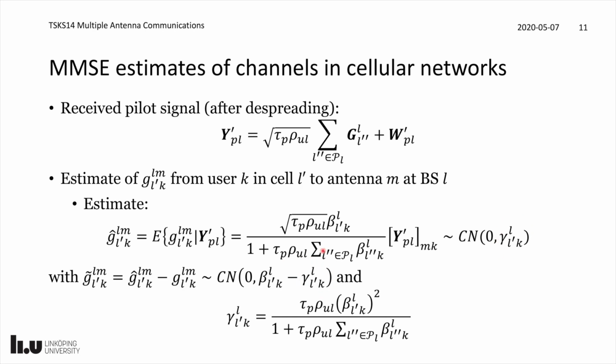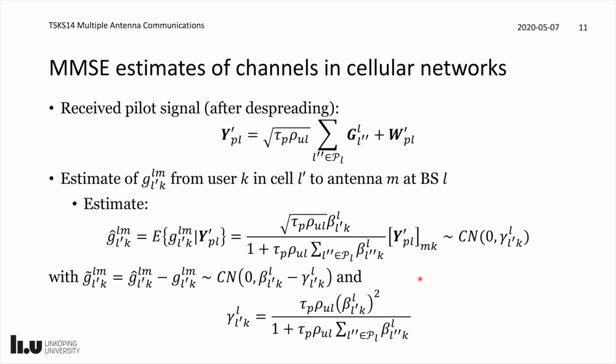So we have the same structure in our estimates here as we had in the single cell case, with the main difference that we have many more indices to keep track of when it comes to which cells we are considering, which base station we are considering, and that in the denominator we are not only getting the variance of the received signal from the user that we would like to estimate the channel of, but all of the users that send the same pilot.